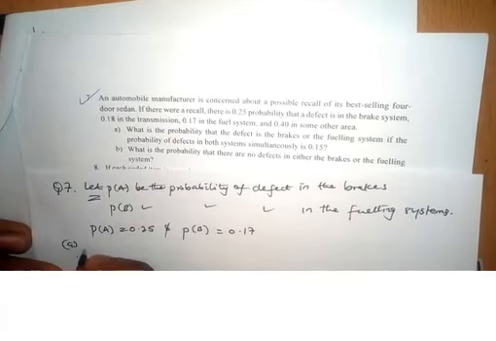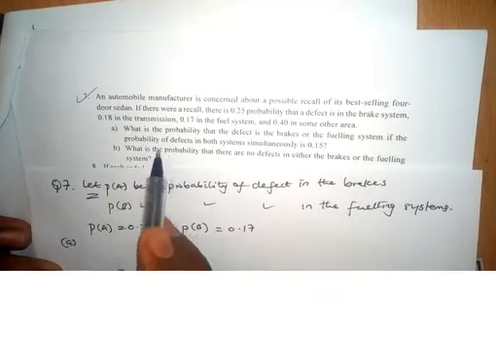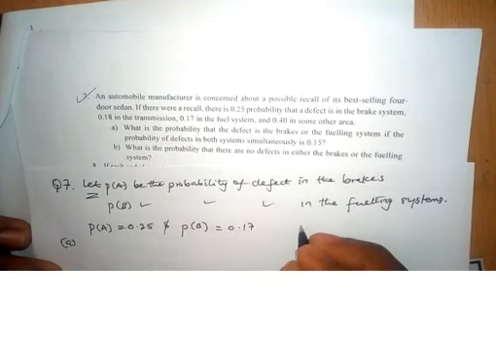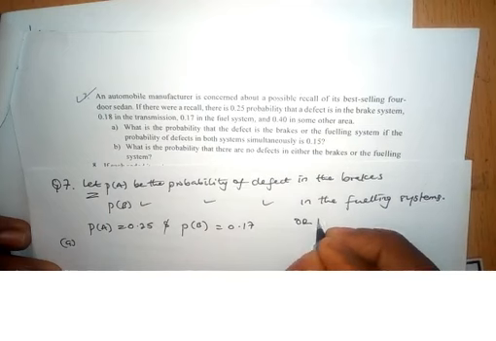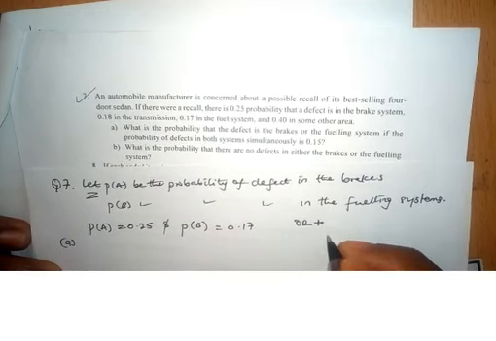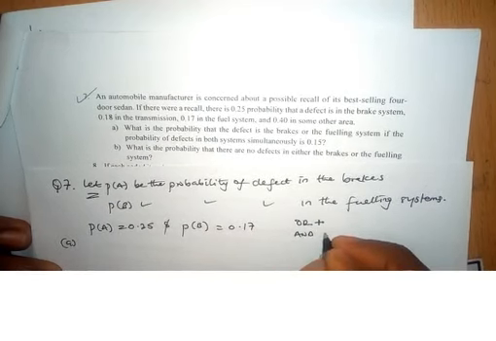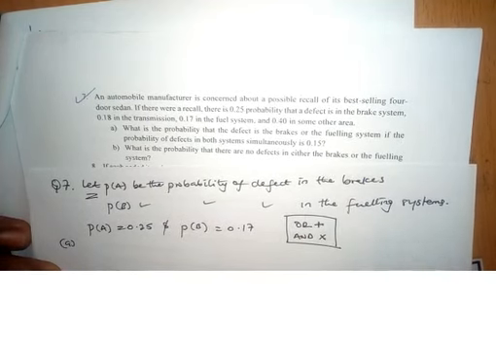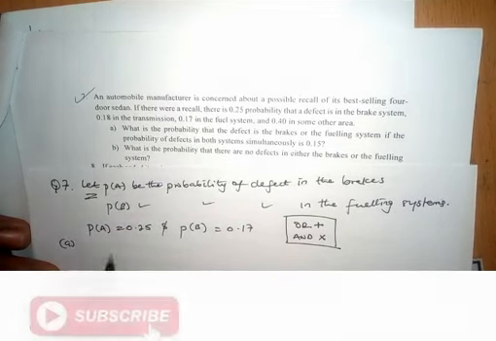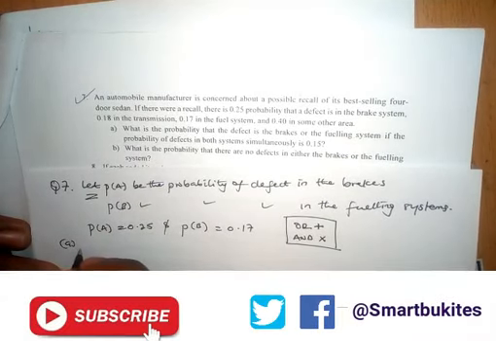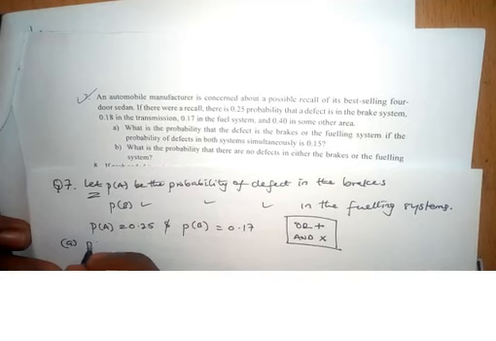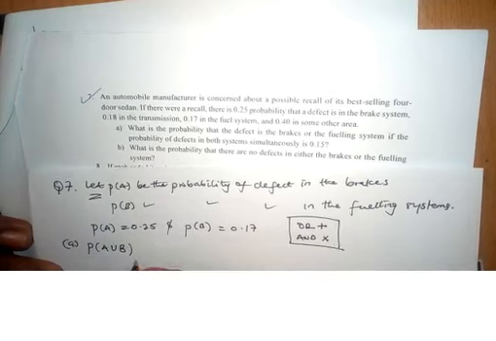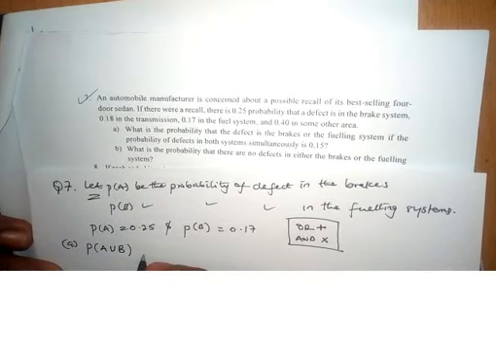The A part of the question is asking what is the probability that the defect is in the brake or the fueling system. In probability, the logic in a statement is that "or" is plus and "and" is multiplication. This logic is very important to go with in statistics. So the A part of the question is stating that we should determine the probability of A or B. That's A union B.